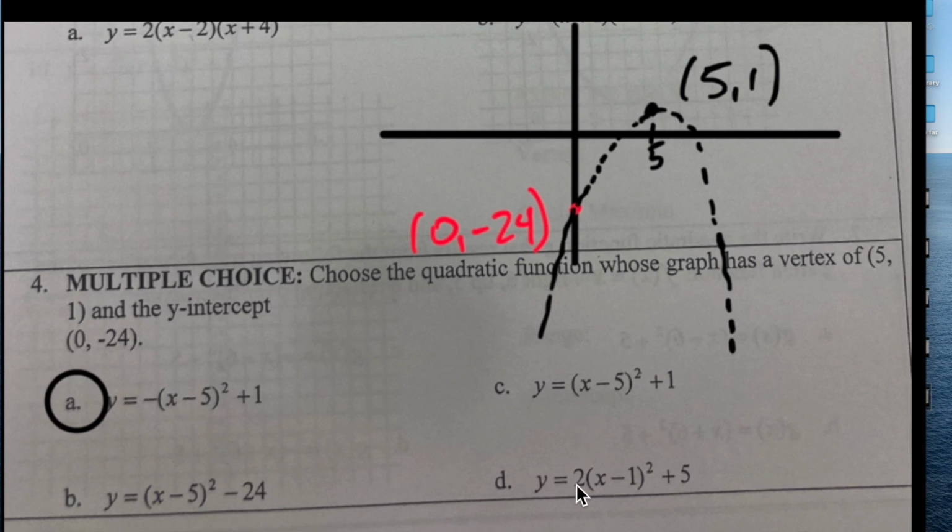Look, here's a positive sign, here's a positive sign, positive sign. That's the only one that fits.